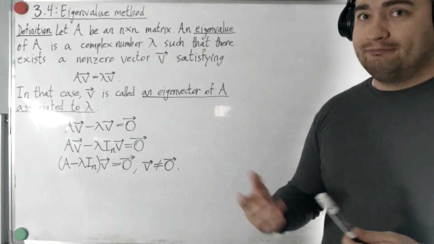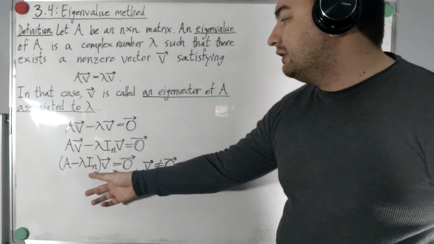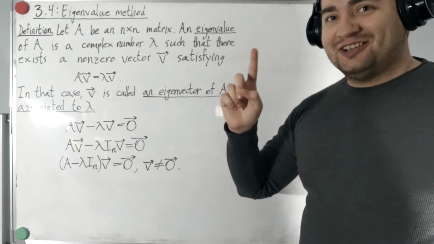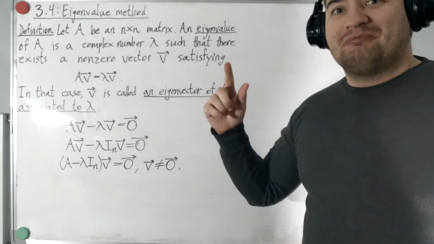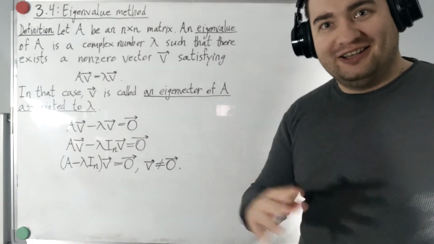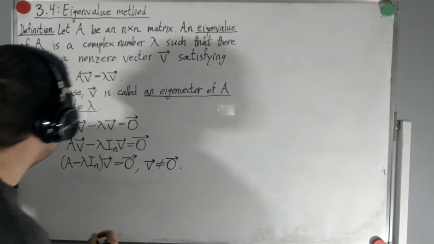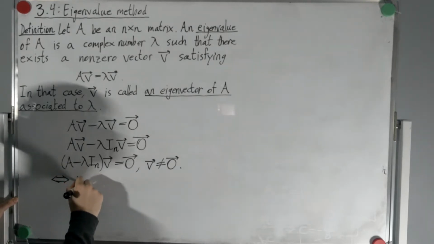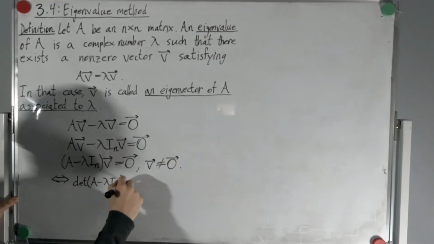Well, we have a theorem for that. We have a theorem that says that there is a non-trivial solution to this equation if and only if the determinant of this matrix right here is 0. And I made a mistake in the last lecture because I said it has to be non-zero. So in the description of that previous video, I clarified it should be 0. But in any case, yes, this is true if and only if the determinant of A minus lambda I_n is 0.